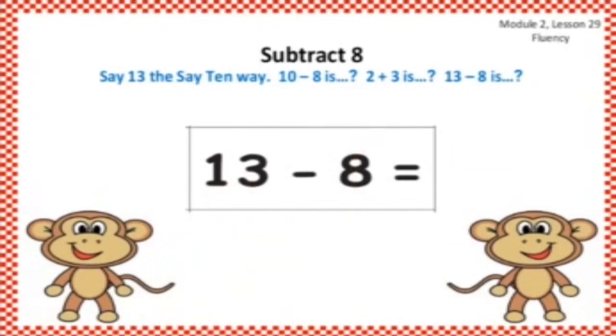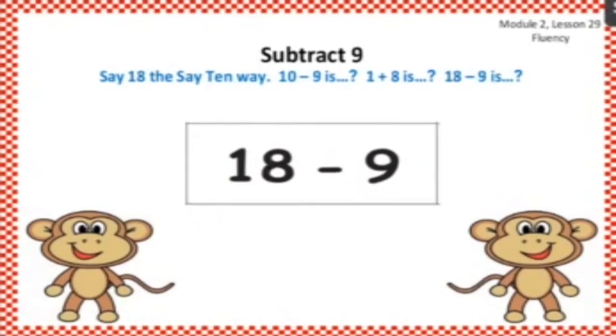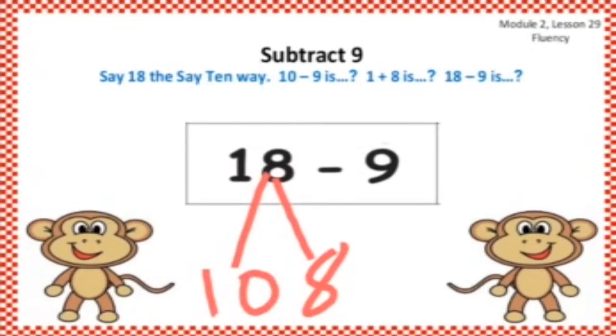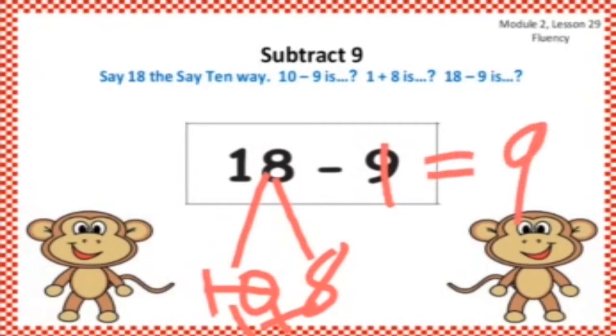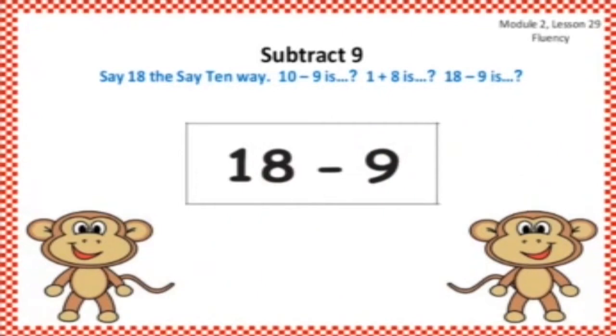One more example before we go to the next part of this class. 18 minus 9. 18 minus 9. 10 8, don't forget. Right? Then I will cross out my 9 from my 10. I have 1 plus 8, and that will give me 9. Clap for yourself. Alright.